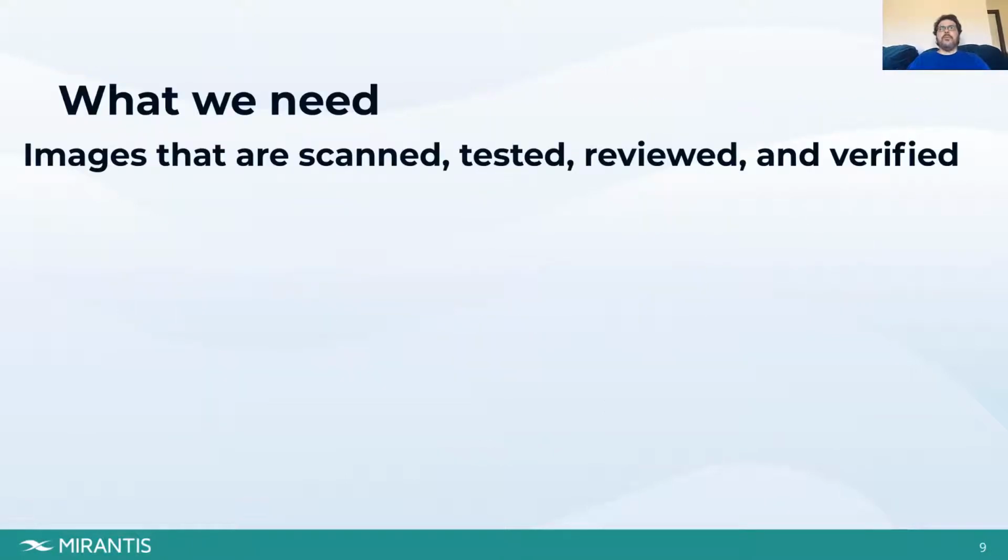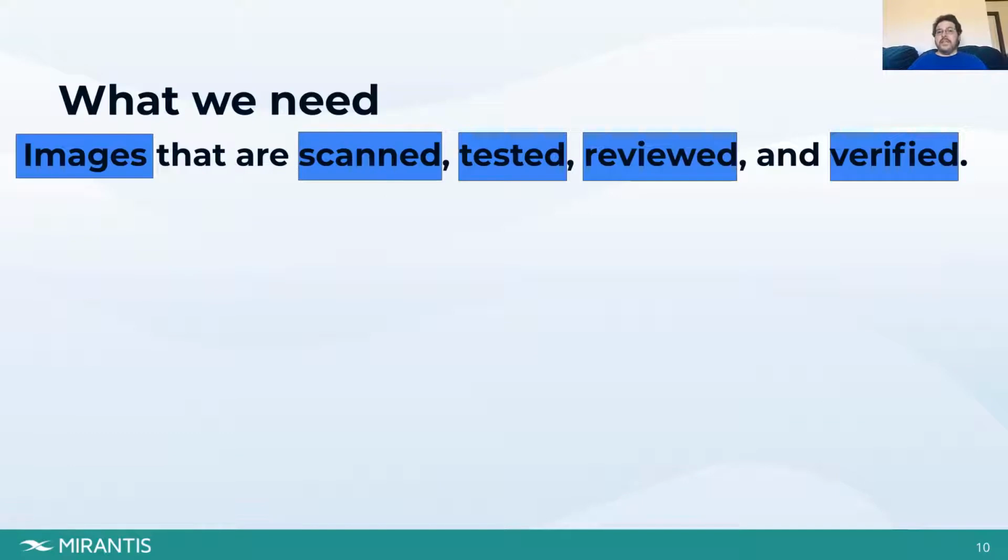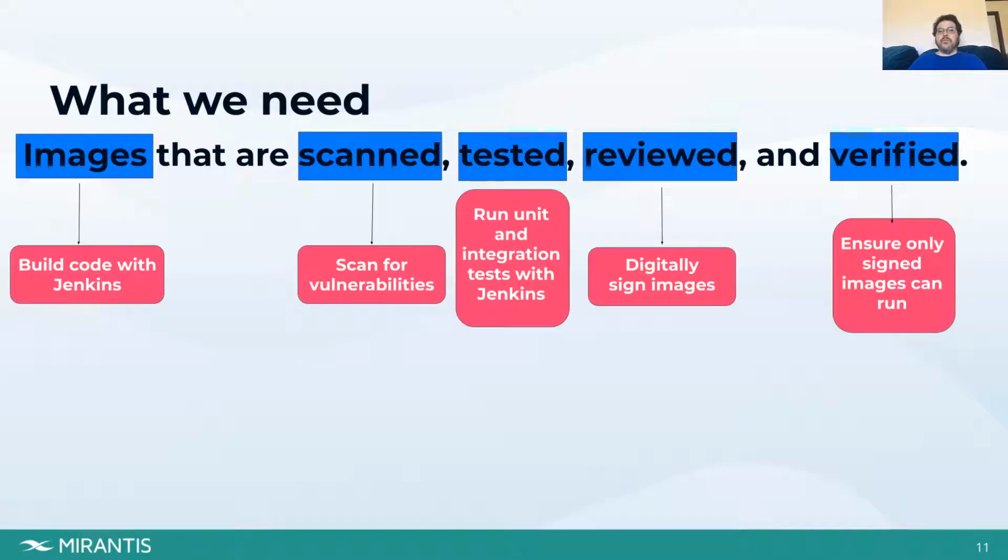Thanks, John. So that's the theory behind what we're trying to get. We're trying to get a software supply chain where nobody has a chance to sneak in anything that we don't actually want, whether it's intentional or unintentional. So what we're looking for is images that are scanned, tested, reviewed, and verified. Well, what does that mean?